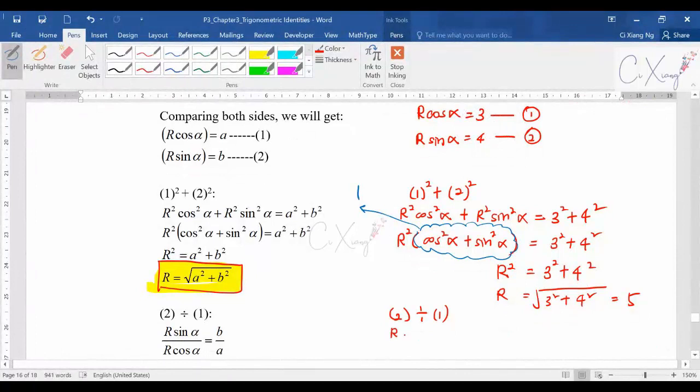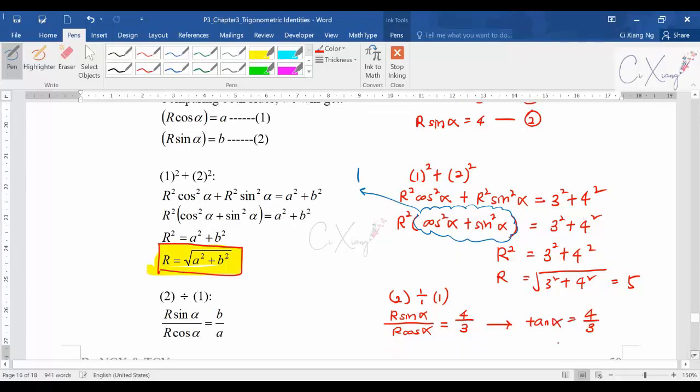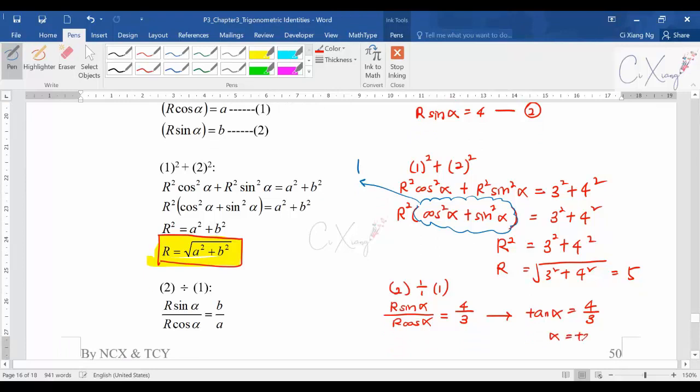You should have r sine alpha divided by r cos alpha, which is equal to 4 over 3. If you continue to simplify it, you will have tangent alpha equals 4 over 3. So you can get the value of alpha by taking tangent inverse 4 over 3, and eventually you will get the value for alpha if you want to continue.